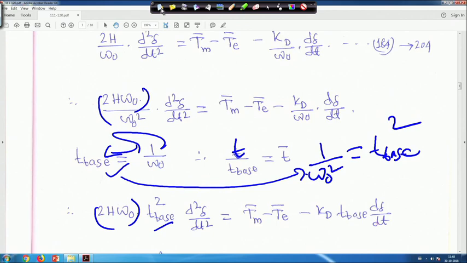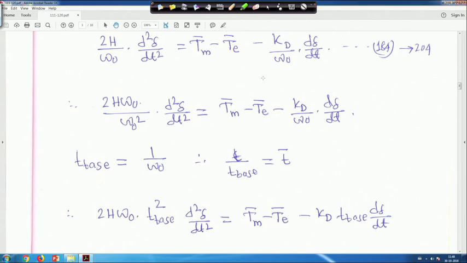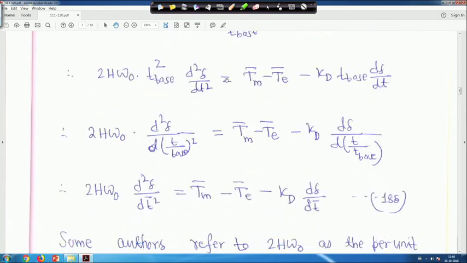Next, generally we represent all the quantities in per unit except time, but if we want to represent time in per unit, what should be the technique? Then this 2H omega 0 is okay, then this is d square delta dt square. So we can write d square delta d of t upon t base square, because this t base square has been written here, t by t base, right, t base square.